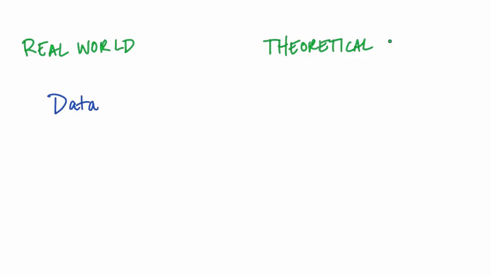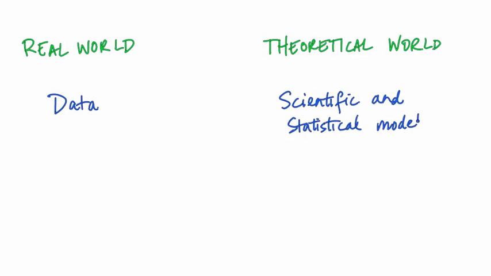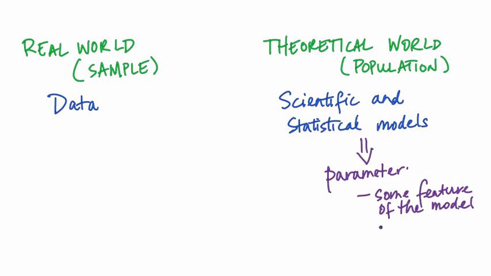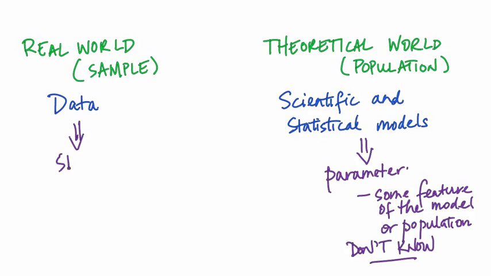Let's revisit the way we're looking at the inferential process. We have data in the real world and models in the theoretical world. Or the theoretical world could be a population and our data could be measured on a sample from the population. Either way, we have parameters in the theoretical world, which are features of the models or the population. And typically, we don't know the values of the parameters. We use the science of statistics to estimate them by a statistic calculated from our real-world data.